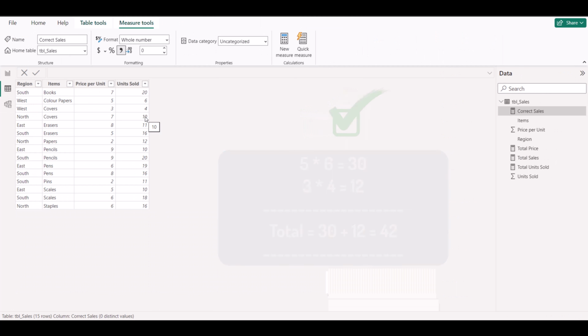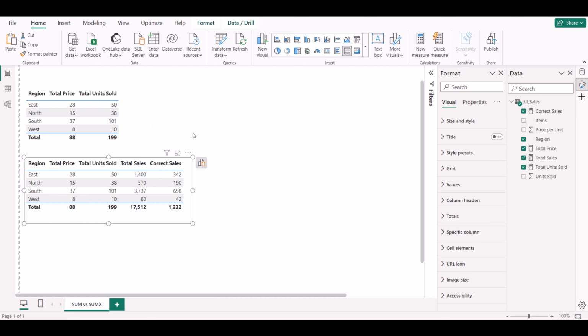When you calculate the total sales as sum of price per unit multiplied by sum of units sold, it absolutely gives the wrong results. Instead, when you don't have the sales column, you must use the SUMX function, which calculates at each row level to multiply, and finally it gives the sum of the sales. I hope this video will help you understand the difference between the SUM and SUMX functions.